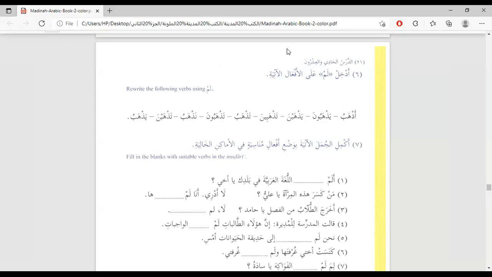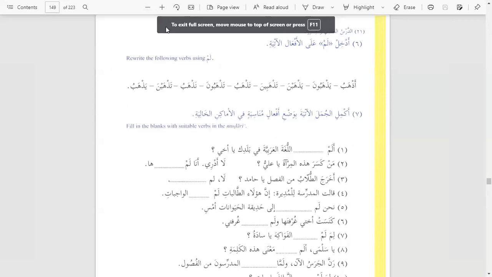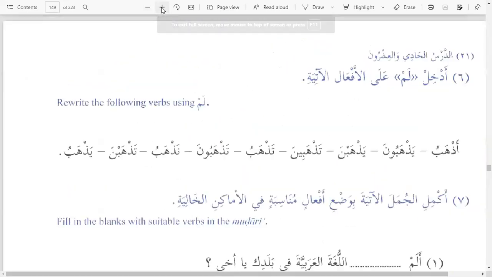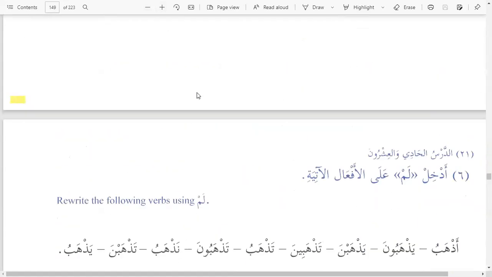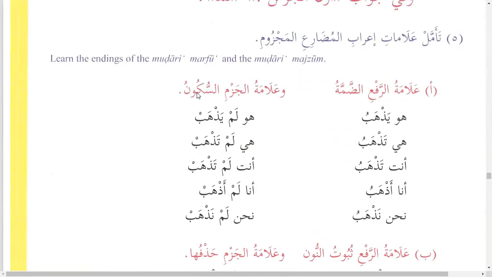All right, do you remember where we finished yesterday? We talked about the alamat al-majzoom and the alamat of mudari. So we have learned that dhamma is the alamat al-raf', so when we talk about marfu', then dhamma is the sign of marfu'. And when we talk about sukoon, then after lam, the ending becomes sakin.